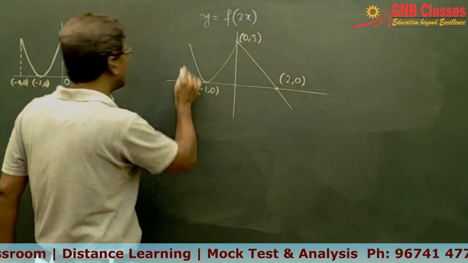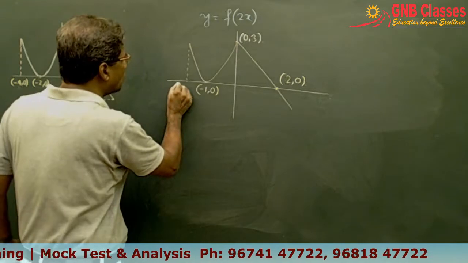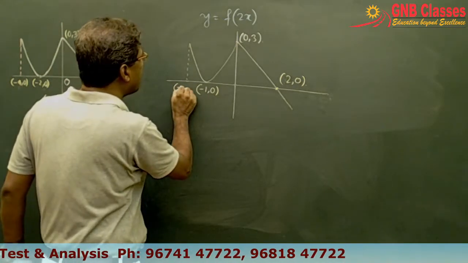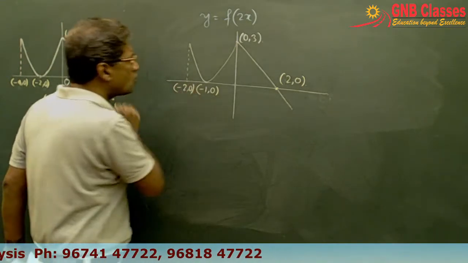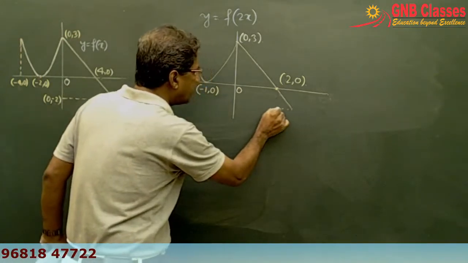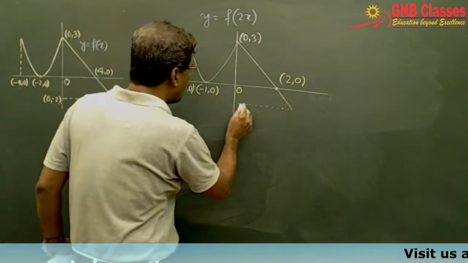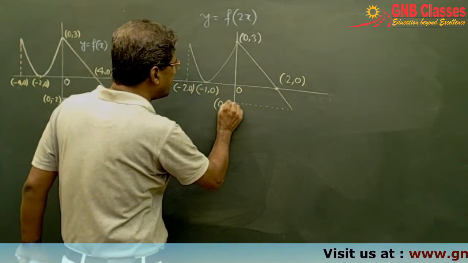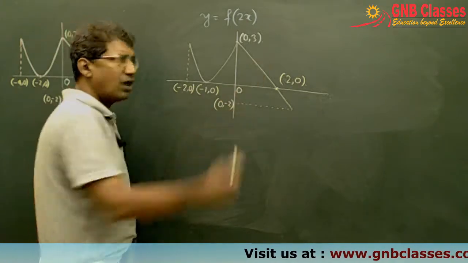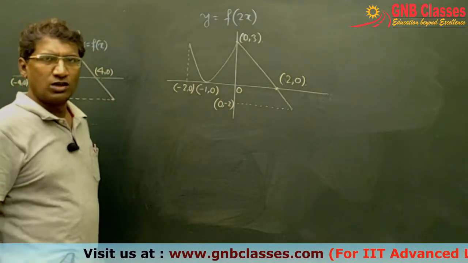Am I correct? The abscissa of this point was -4 previously. Now it will become -2, so (-2, 0). This is the origin as it is. Is it clear? The ordinate of this edge was -2. In this case also, this point is (0, -2). That's all. So this is the graph of y equals f of 2x.